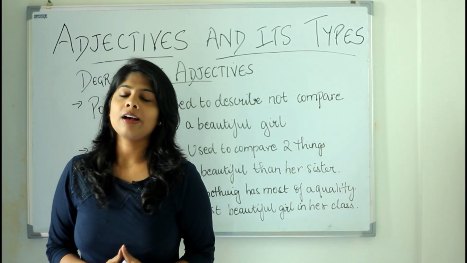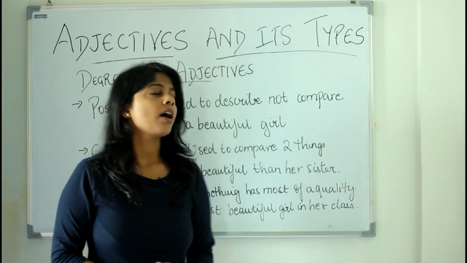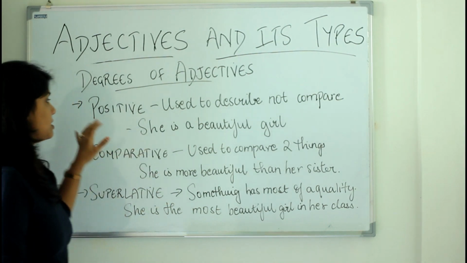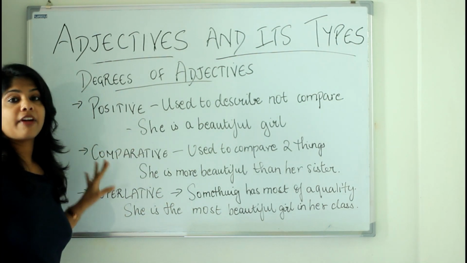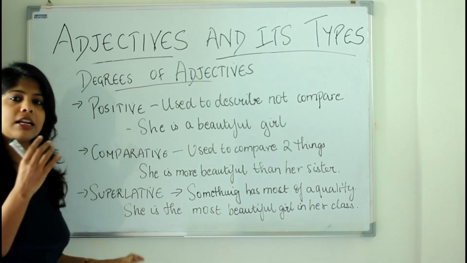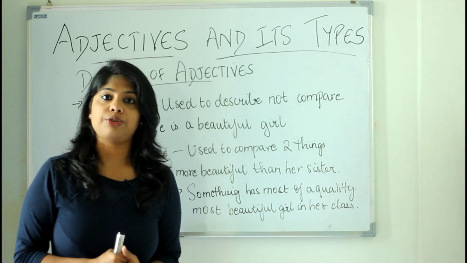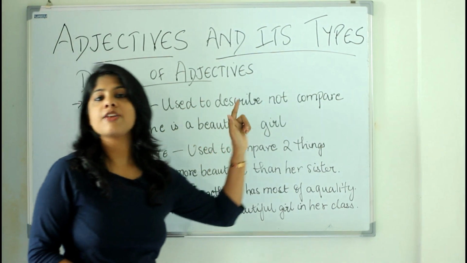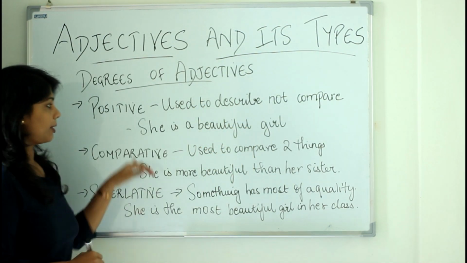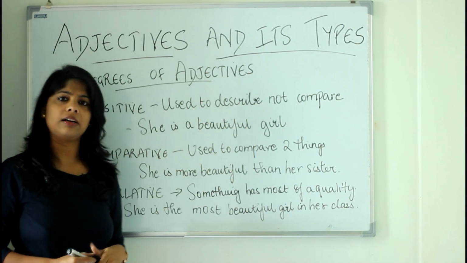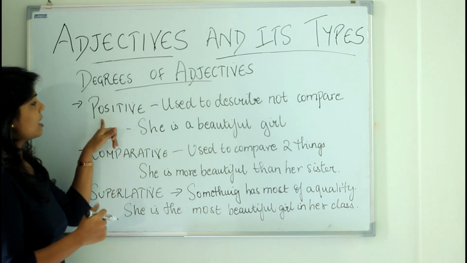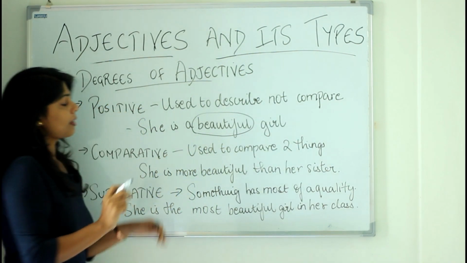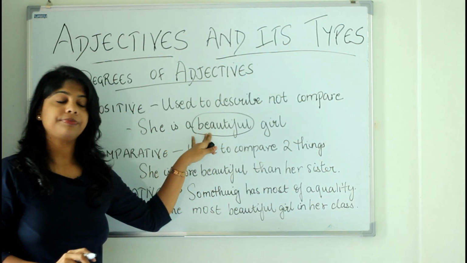Let us now talk about the degrees of adjectives. Now, adjectives have 3 degrees. One is the positive, comparative and superlative. I'll give you a little idea about this in this session. A positive adjective is used to describe and not to compare. For example, she is a beautiful girl. Here you see the word beautiful is in its simplest form, that is in its positive form.